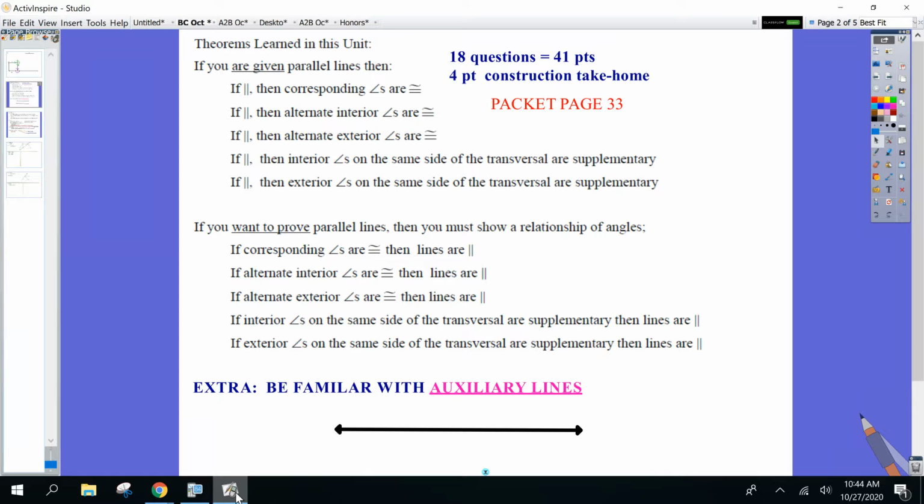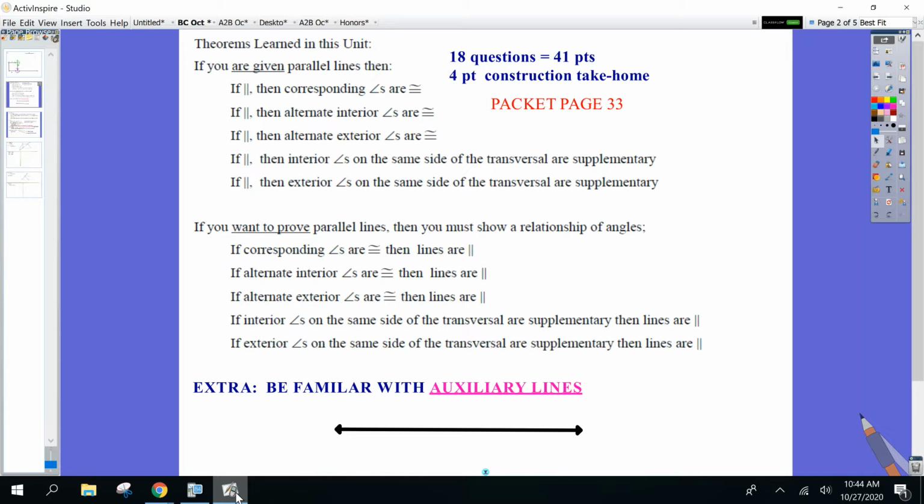The first set of theorems we did the first couple days was: if I give you a set of parallel lines, what can you tell me? And the second set is: if you want to prove parallel lines, what do you have to show?